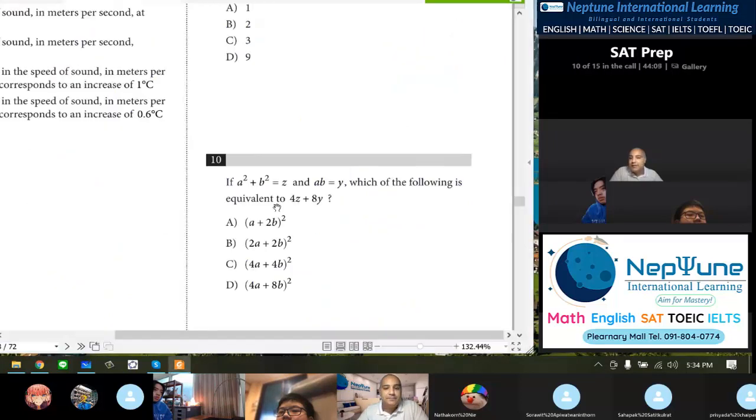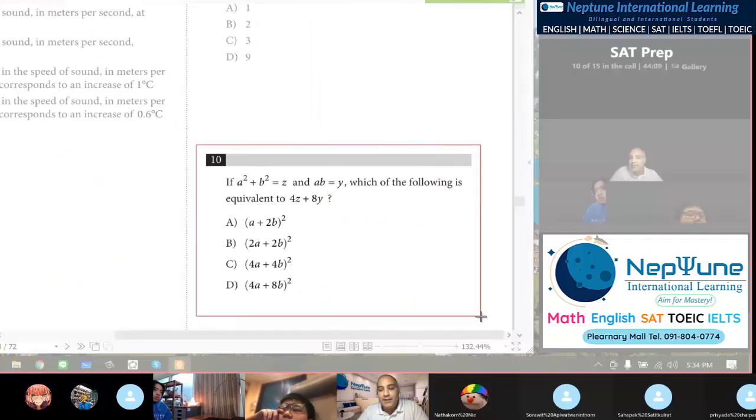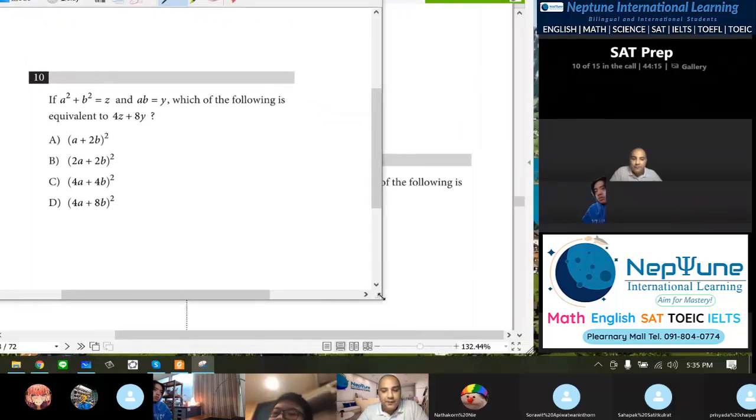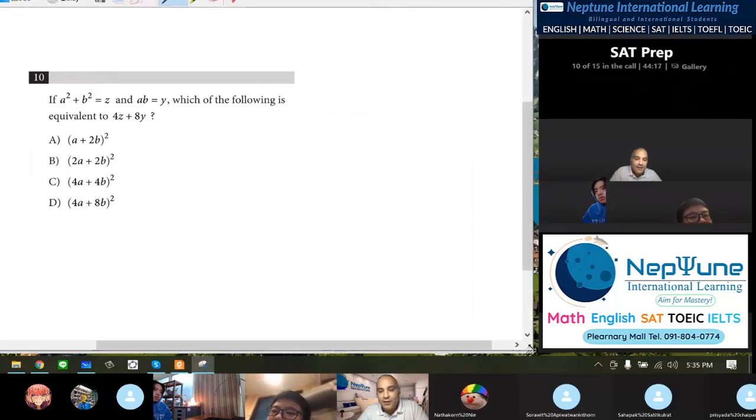You need to be fast in arithmetic, adding and subtracting. We have: if a squared plus b squared equals z and a times b equals y, which of the following is equivalent to 4z plus 8y? The question asks you for 4z plus 8y.